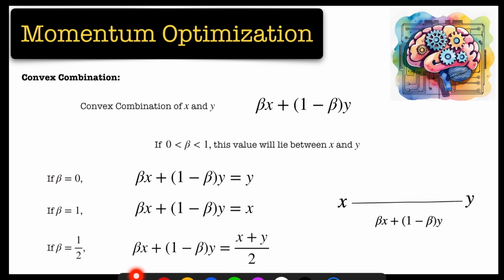If beta equals 0, we get 0 times x plus 1 minus 0 times y, so that means y. If beta is 1, we get 1 times x plus 1 minus 1 times y, that is 0 times y, so we get x. So beta ranges from 0 to 1, and we get y and x at the two ends. If beta is half, we get half x plus half y, so x plus y divided by 2. This is the convex combination for two variables, and that's the concept we are going to use for this momentum approach.